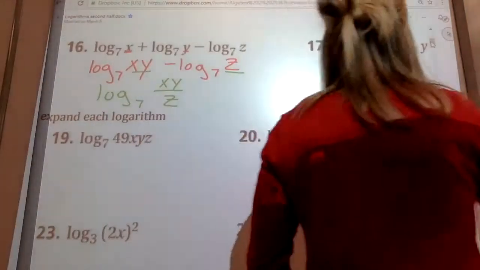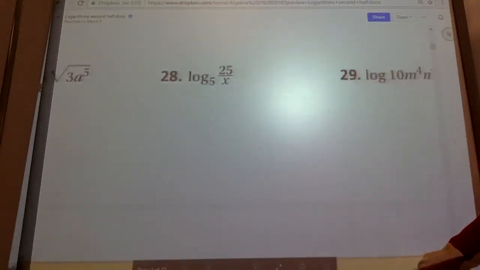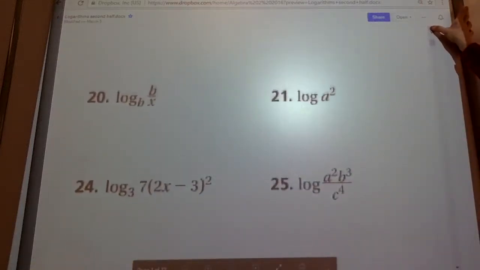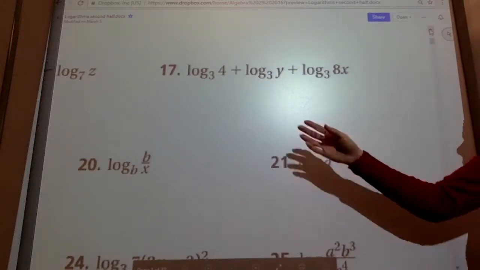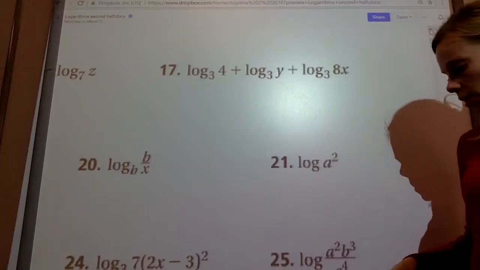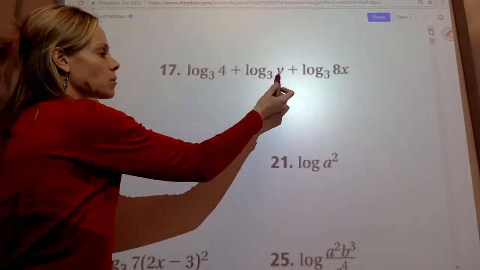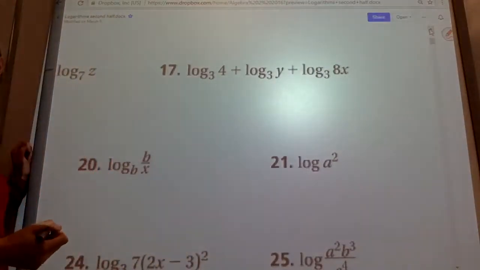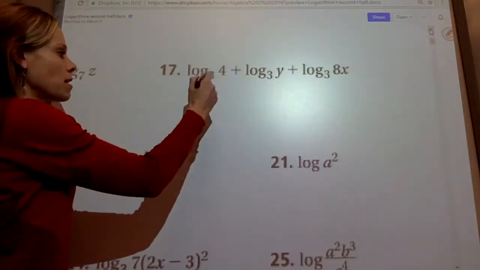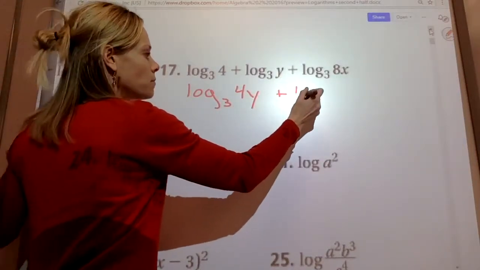Let's try one more. So go ahead, combine those, you're adding. If you can, go ahead and start doing that in your head, right? Log base 3 of 4 times y times 8x. Some of you might be able to skip that now. If not, do the first two. So you'd get 4y.